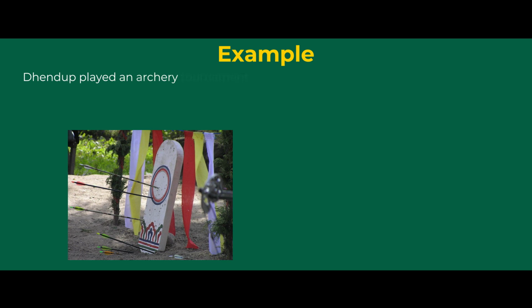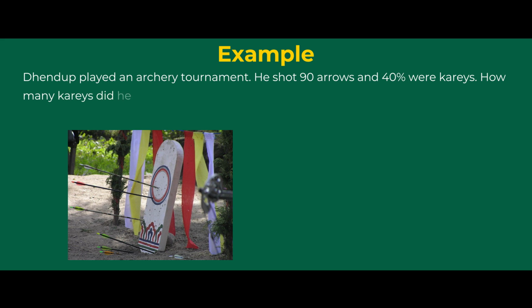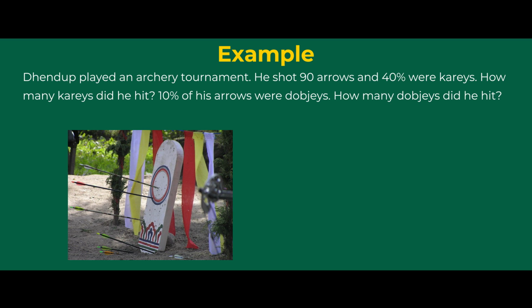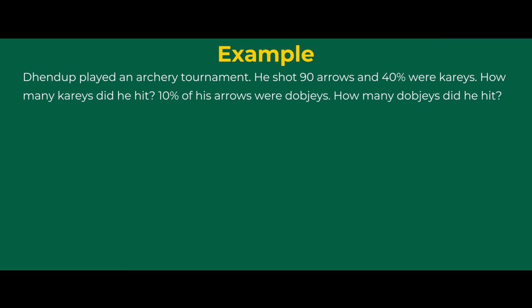Dindu played in an archery tournament. He shot 90 arrows and 40% were curries. How many curries did he hit? 10% of his arrows were dobjes. How many dobjes did he hit? Now look at the solution.